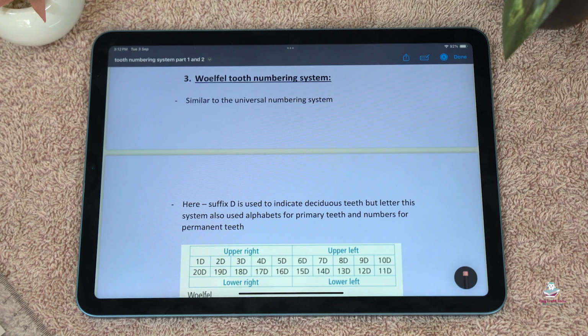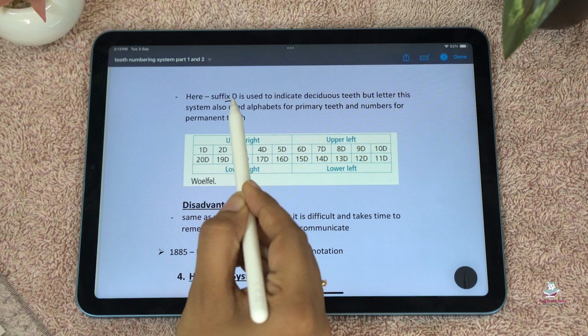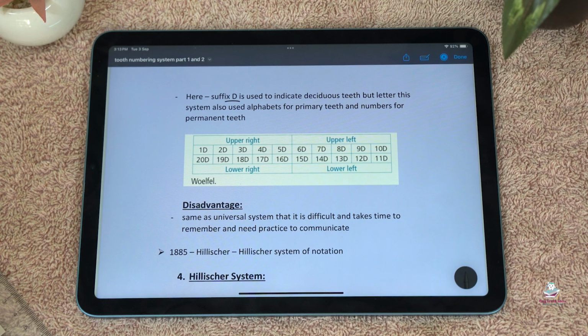So today's topic or question is teeth identification and the tooth numbering system, part 2, which includes other tooth numbering systems. In the first part we discussed the Zsigmondy-Palmer notation, the universal tooth numbering system and the FDI system. After the universal system was invented, one similar system was invented, which is the Wildfeld tooth numbering system. In this system, the suffix capital D is used to indicate the deciduous teeth, but later this system also used alphabets for primary teeth and numbers for permanent teeth. So there is no meaning. Disadvantages are the same as the universal system: it is difficult and takes time to remember, and needs practice to communicate.